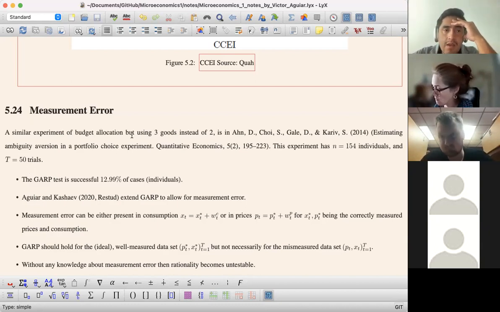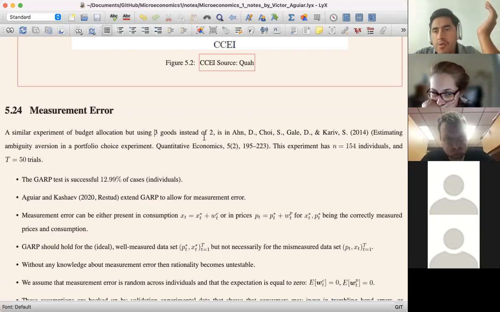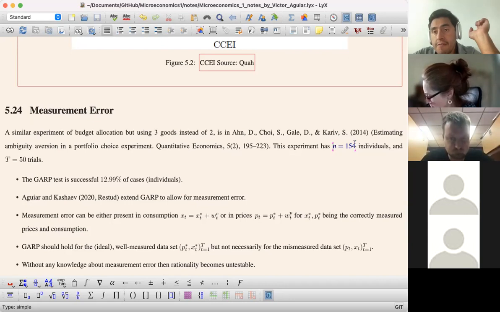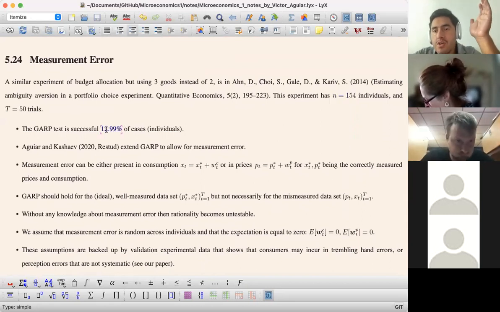Instead of having 2 goods, this has 3 goods. It's still a narrow degree of security, so it has 3 states of the world. The experiment, instead of having 90 plus subjects, has 154 individuals. And the number of choices is still 50 per individual. Now, in this particular world, it turns out rationality does even worse. If you test GARP here, only 13% of cases will pass.